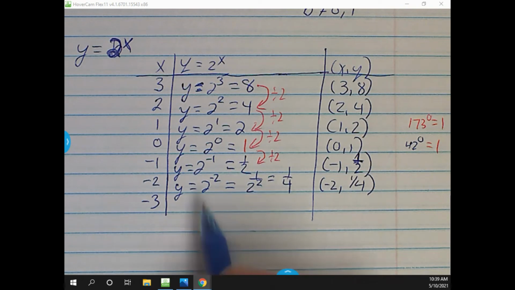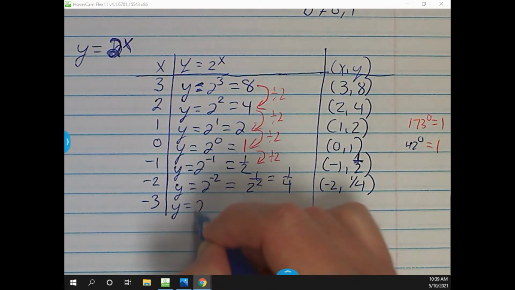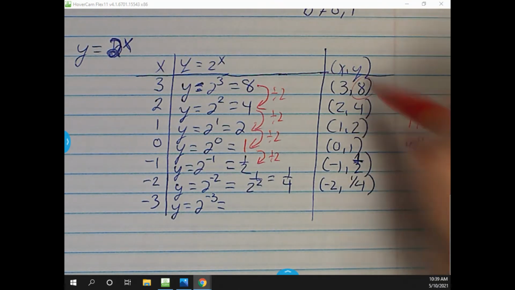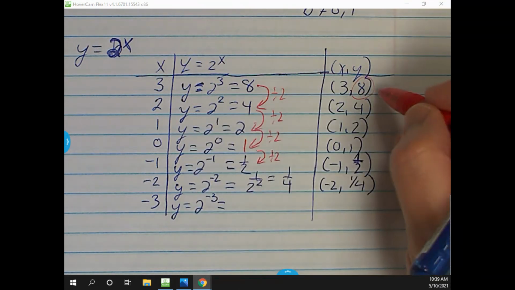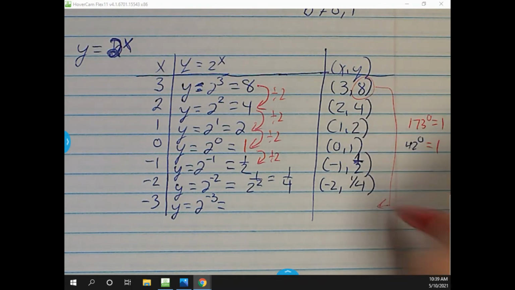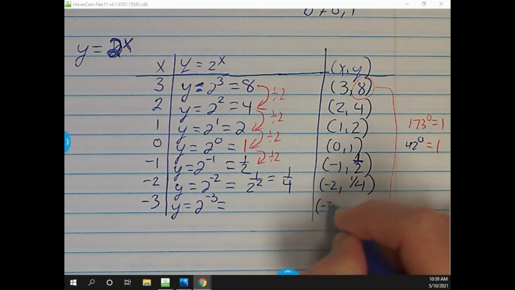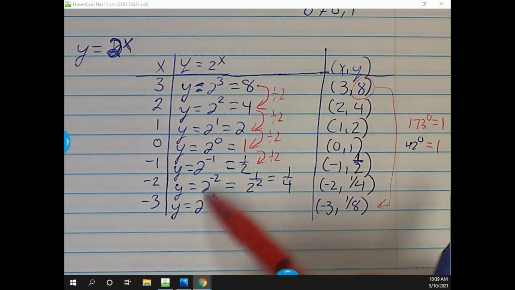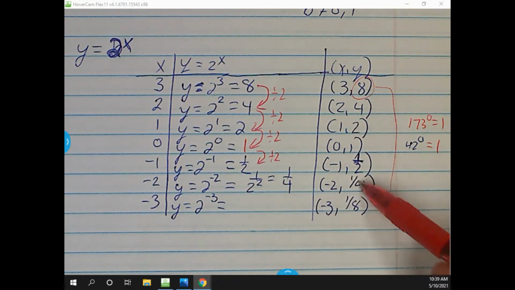Okay, and then the same thing with the negative 3. It's 2 to the negative 3 power. And here's the connection you can make on these. This answer was 8 if it was 2 to the 3rd power. If we do 2 to the negative 3 power, it's going to be 1 over that answer. Just like 2 squared was 4, well, if it's 2 to the negative 2, it's going to be 1 over that answer, so then it became 1 fourth. So you can always pair those up.